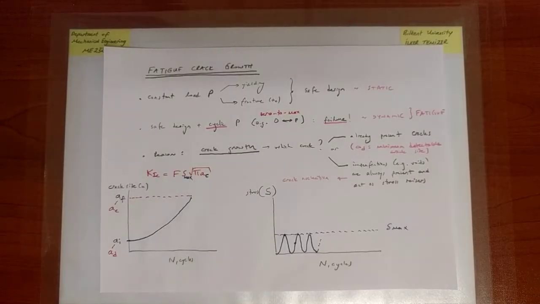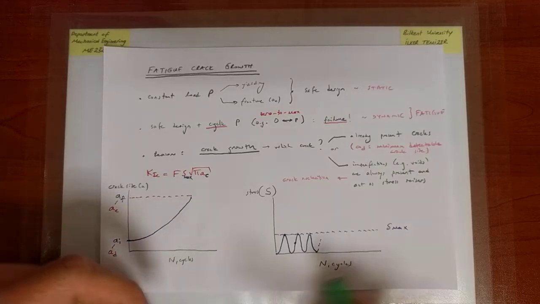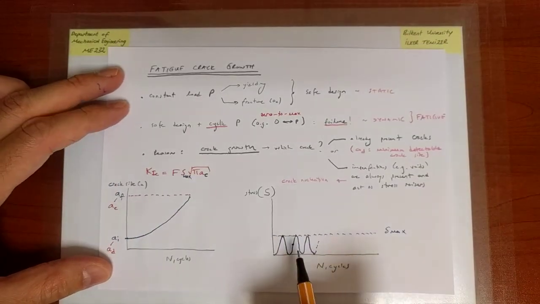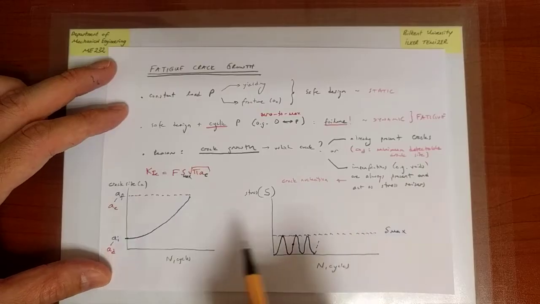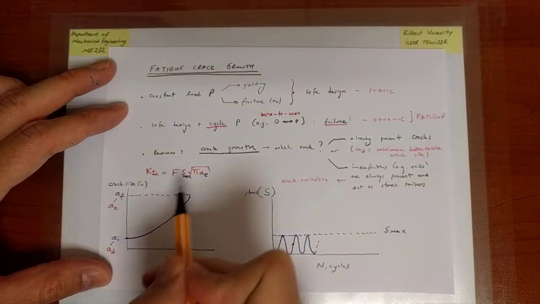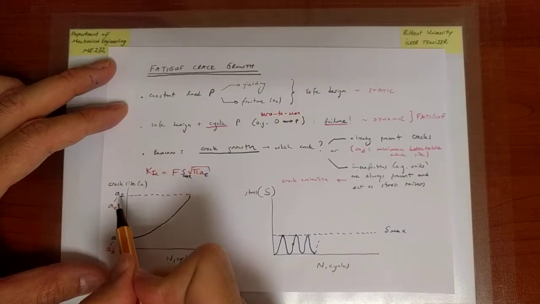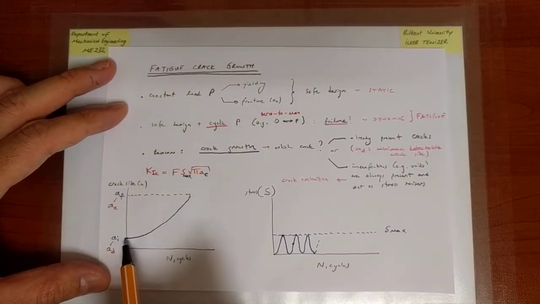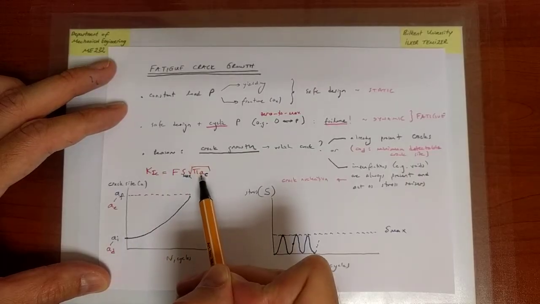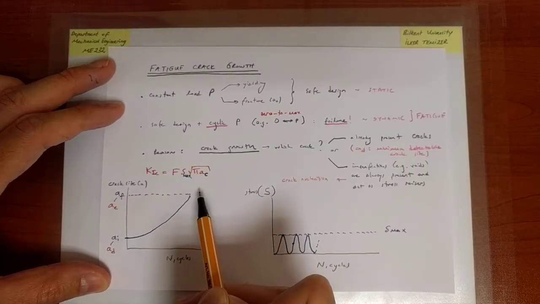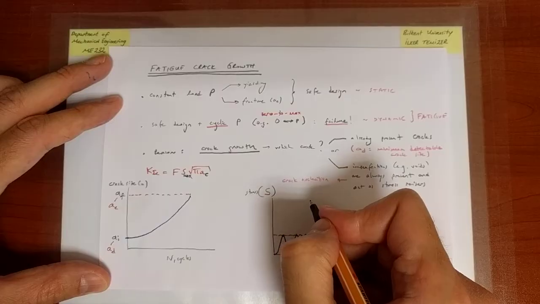All right, now let's have a look at, therefore, a number of additional issues. And the first thing we can notice is, well, at the beginning, the crack is much smaller than the final crack size, or in this case, the critical crack size. Okay, so it's much smaller. So because it's much smaller, A is much, much less than AC. So let's write that over here.